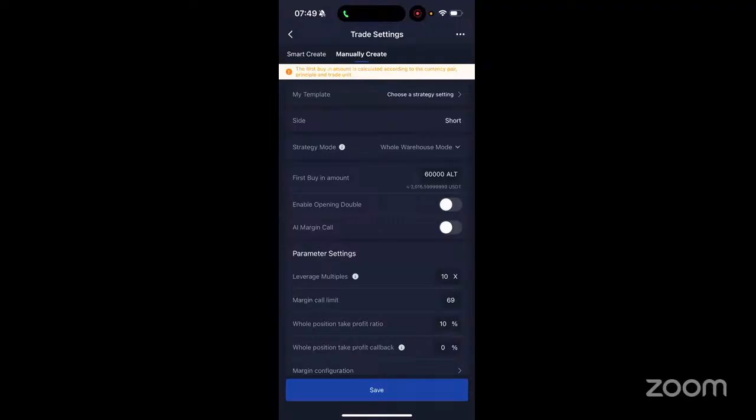If I put 10%, at what percentage will the coin sell? Let me know in the chat. If 1%, the coin would sell at 10%. If I put 10%, at what percentage will the coin sell? 100%.